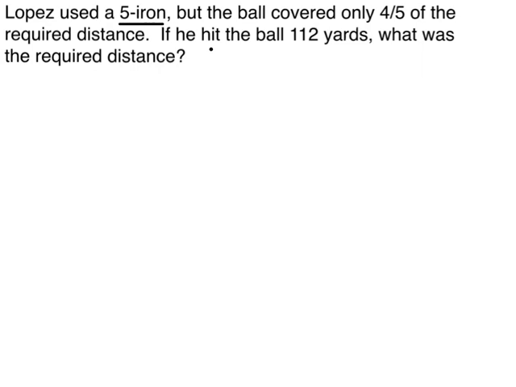So again, the first thing you have to ask yourself in any word problem is, do those two numbers, 4/5 and 112, represent the same thing? If they do, they go on opposite sides of the equal. If they do not, they're going to need to go on the same side of the equal and then find n. In this case, the ball, it tells us what the ball actually covered. It covered 4/5. And 112 also stands for how far the ball went. So they do represent the same thing.